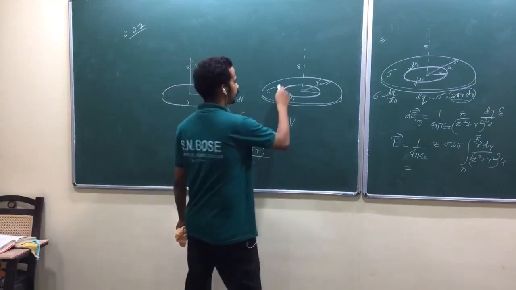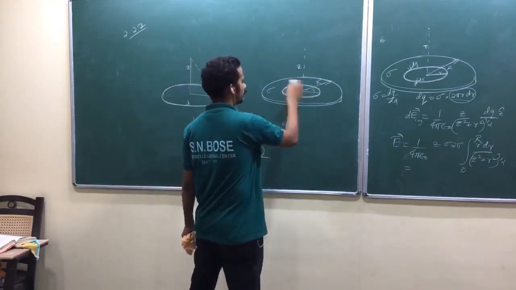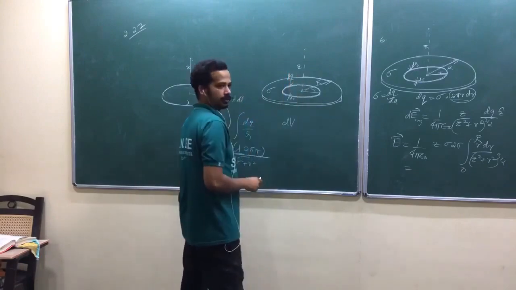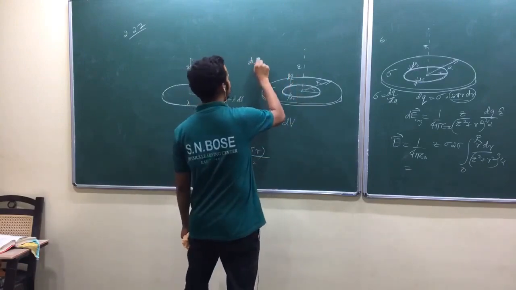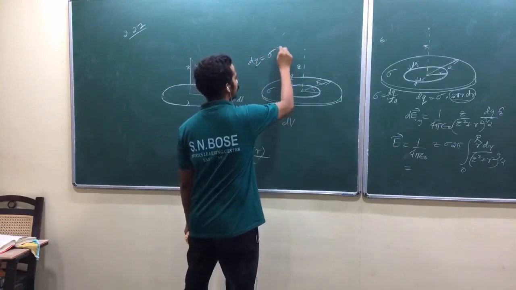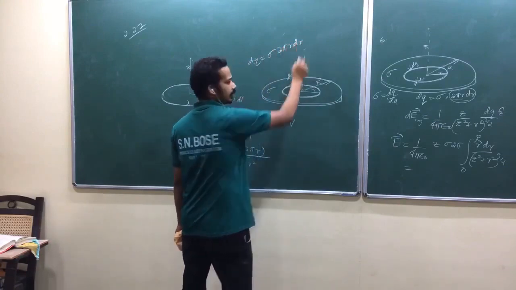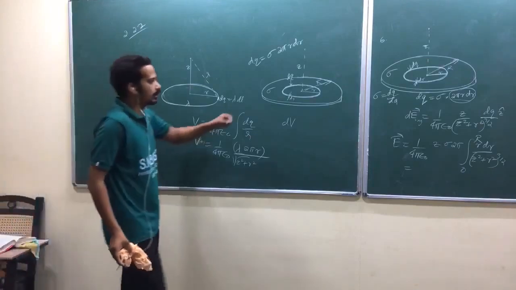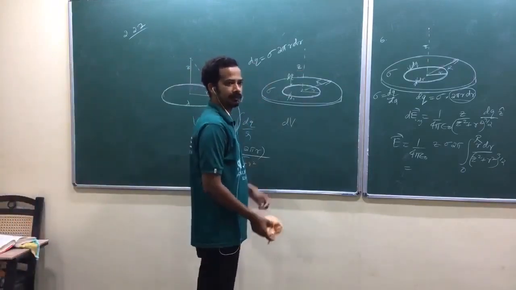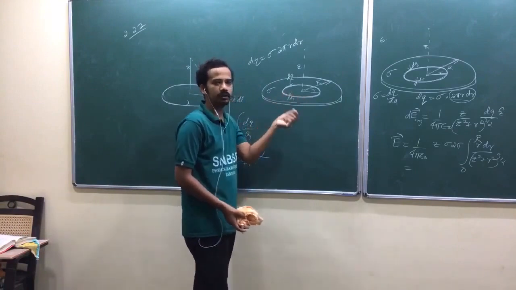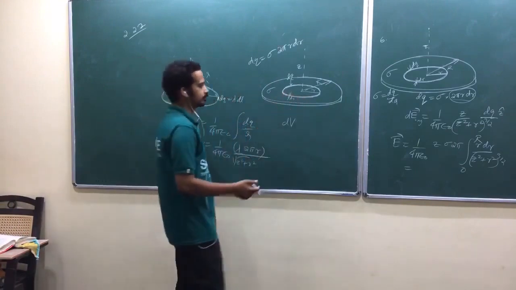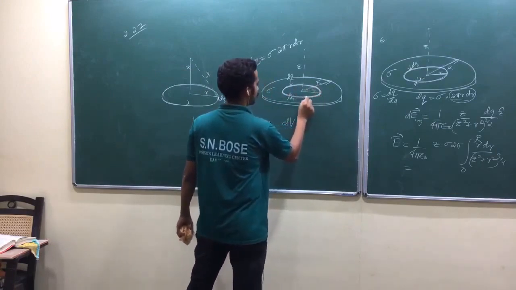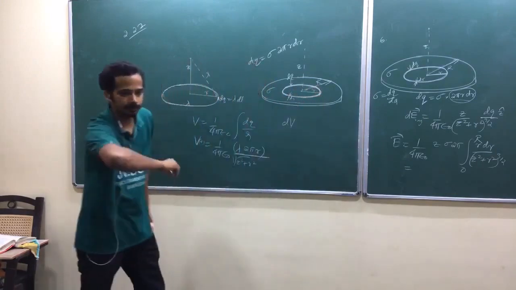Now dv, again total charge on this elementary part of the disk, that is dq, okay? So that idea remains same. dq will be equal to sigma into 2 pi r dr. That idea remains same. Okay, 2 pi r dr is the surface area of the ring of radius r, thickness dr. Okay, thickness dr. Any question?